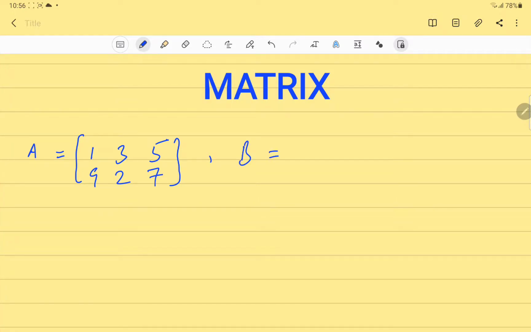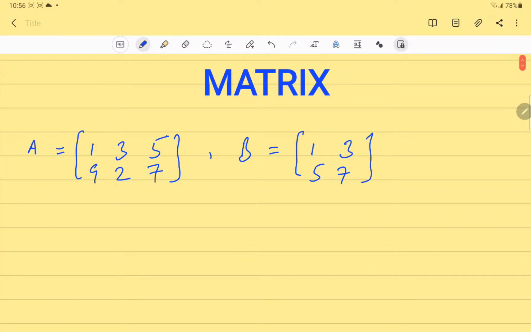Let's write another one. 1, 3, 5, 7. This is a matrix of order 2. It has 2 rows and 2 columns. The plural of a matrix is known as matrices. This is how we write it, matrices.